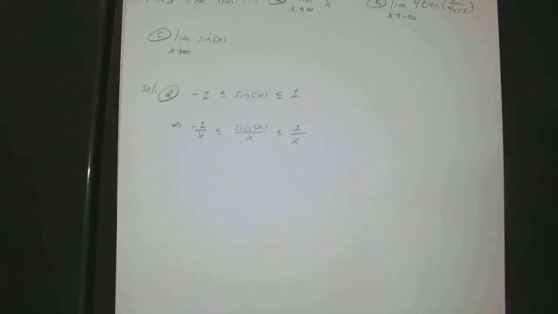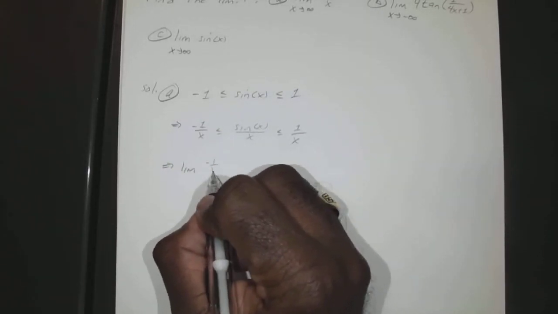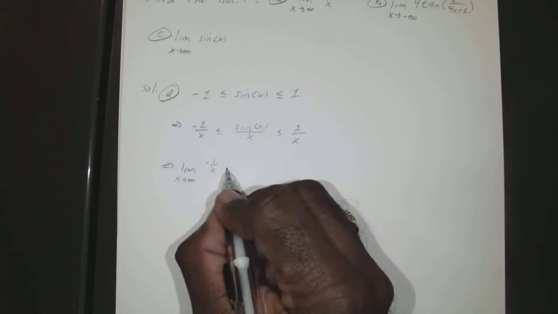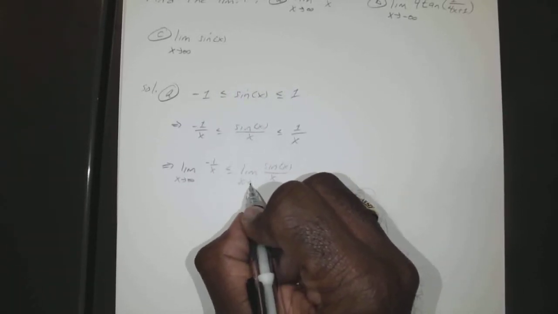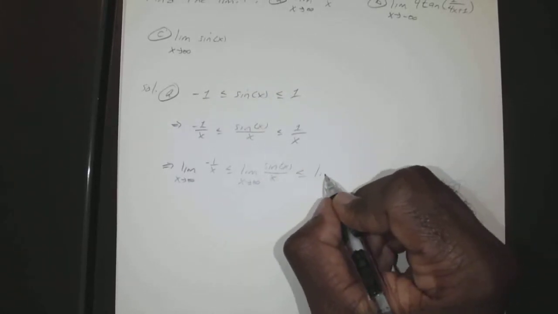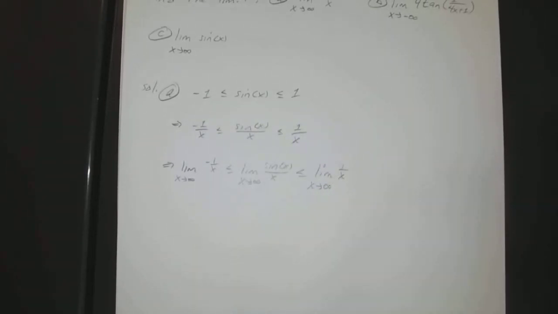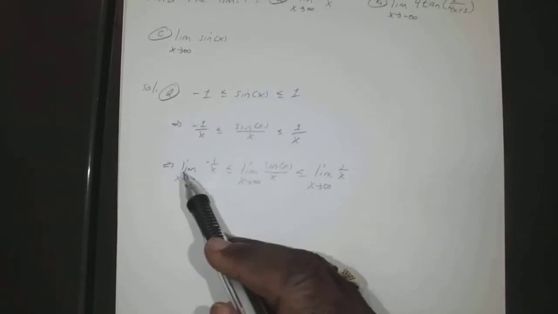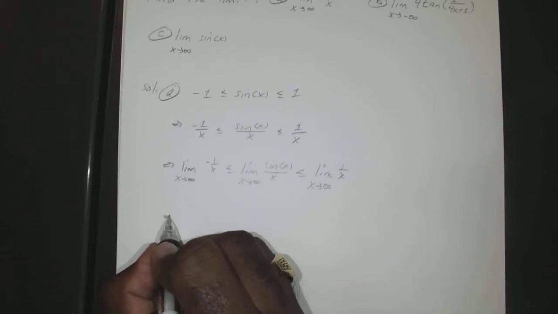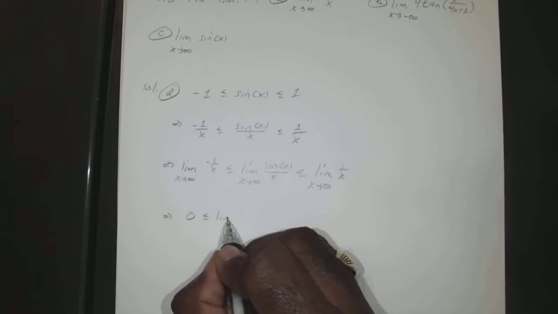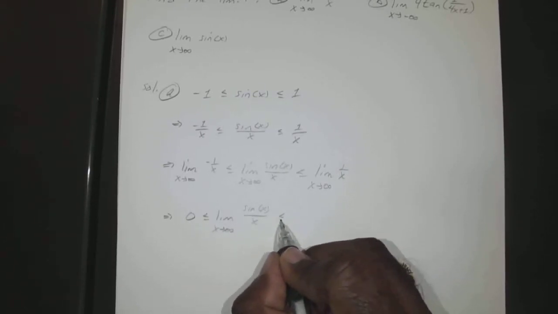Okay. Now, if we apply the limit as x approaches infinity to each one of those, you have the limit of negative 1 over x as x approaches infinity less than or equal to the limit of sine of x over x as x approaches infinity less than or equal to the limit of 1 over x as x approaches infinity. Okay. Now we know the limit of a constant over x to any power as it approaches infinity is 0. So here we have 0 is less than or equal to the limit of sine of x over x as x approaches infinity, which is less than or equal to 0.